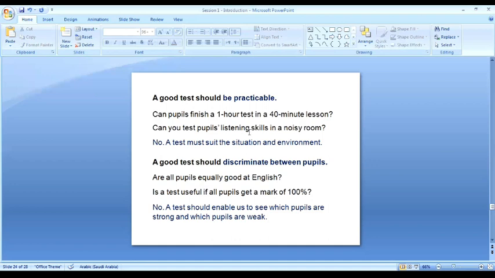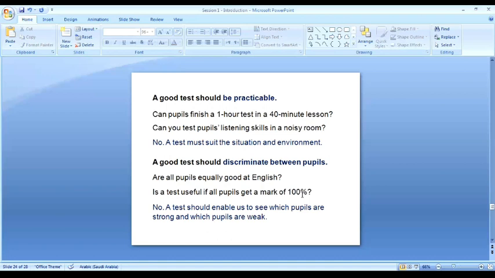And the fourth and last one, a good test should discriminate between pupils. Are all pupils equally good at English? Is a test useful if all pupils get a mark of 100? No, it should discriminate. If all the students got 100, other pupils will get bored. Why? Because they know themselves that they are not the same. So a test should discriminate.